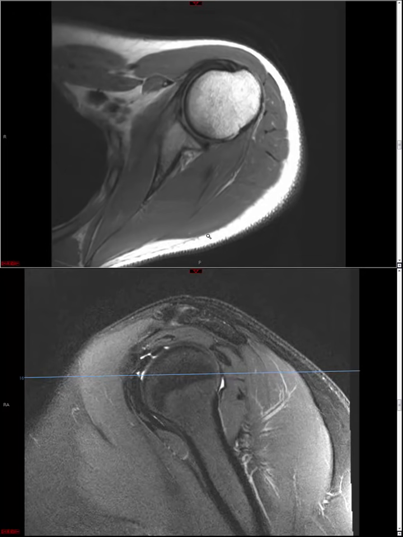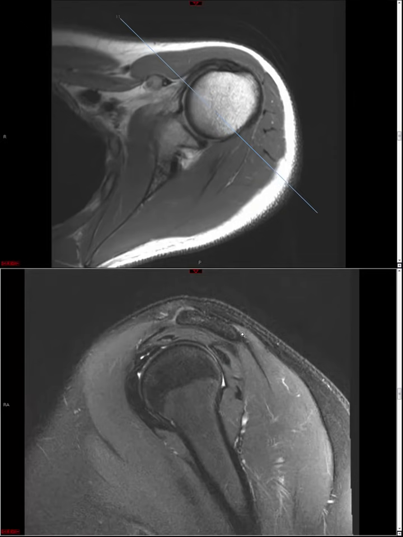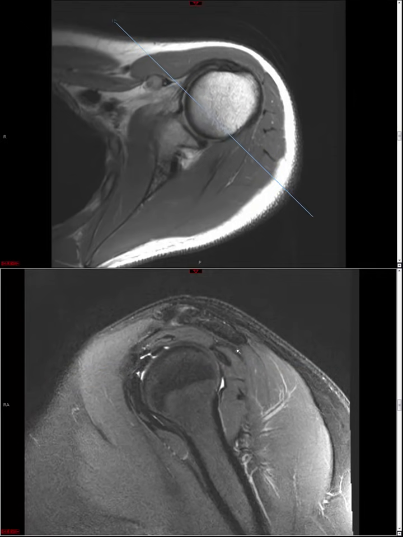I think using the axial in isolation can be tricky, because let's say I have an image like that. We can see subscapularis here, but over here it looks attenuated. Is there a tear here? Don't know. So whenever I look at subscapularis, I have either the sagittal and/or coronal, preferably both, on at the same time, because the sagittal and the coronal define for you where the superior margin of subscapularis is.